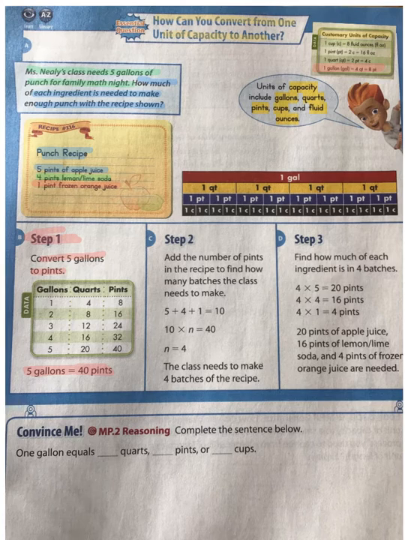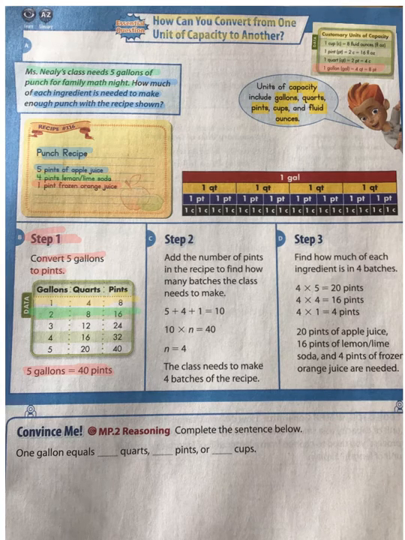And we have a little chart here to help us. 1 gallon equals 8 pints. It also equals 4 quarts. 2 gallons equals 16 pints. It also equals 8 quarts. And so on. So you can just continue the pattern, or you can go up to the top like I did, and you can see that 1 gallon equals 8 pints. So we can just multiply 5 times 8.